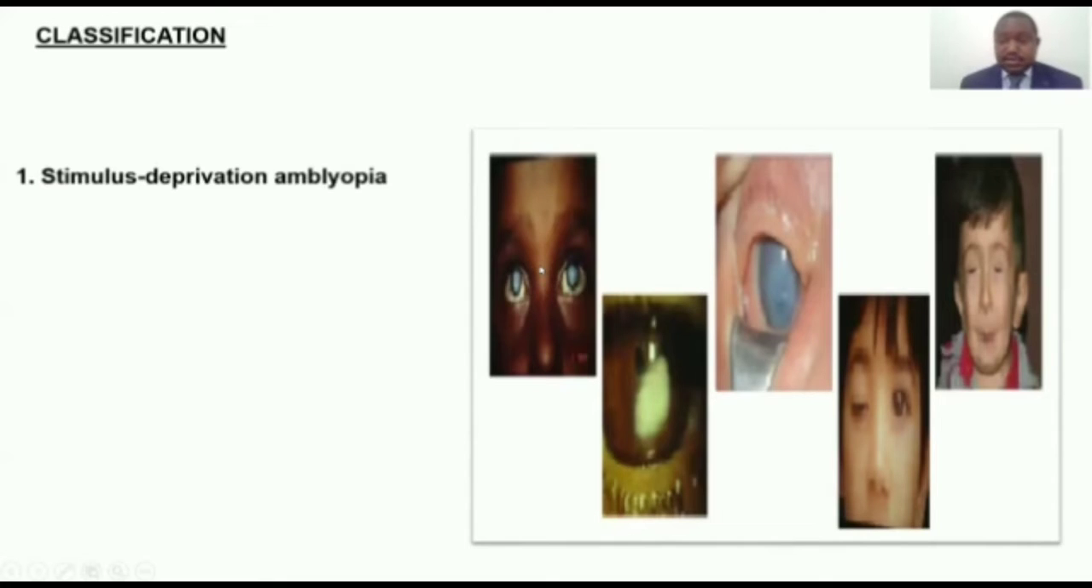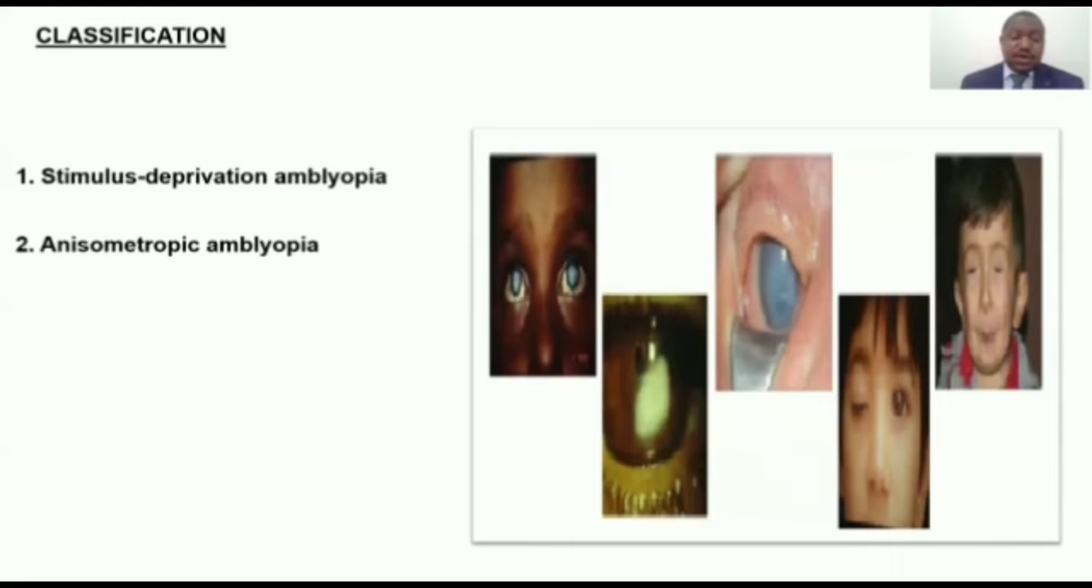This stimulus deprivation amblyopia may be due to congenital cataract. If the congenital cataract happens before the age of 6 years, it could lead to development of stimulus deprivation amblyopia. Also, any form of corneal opacity could lead to development of stimulus deprivation amblyopia, and also severe ptosis.